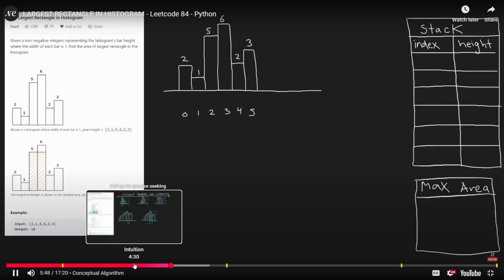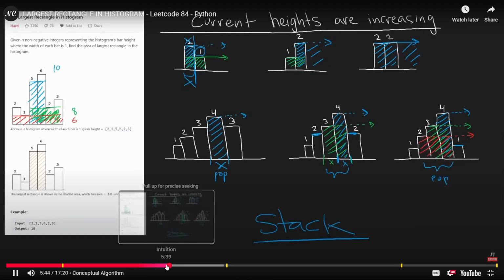So now let's look at the algorithm. So I have a stack, and in the stack, I'm not just gonna hold the index, and I'm not just gonna hold the height, I'm gonna hold both of them at the same time. So I'm holding the start index and the corresponding height.